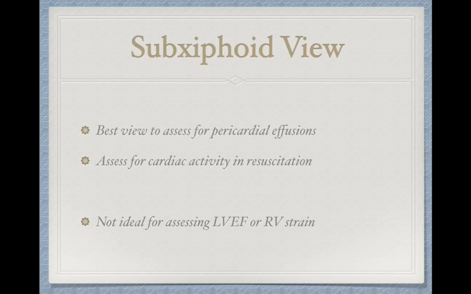So this is the best view to assess for pericardial effusions. This is why it's part of the FAST assessment. And it also can be used to assess for cardiac activity during resuscitation. So when you're doing your pulse checks, you can stick your probe in the subxiphoid space, also looking for cardiac activity. This was also the view where you could rotate your probe and get your subxiphoid short.